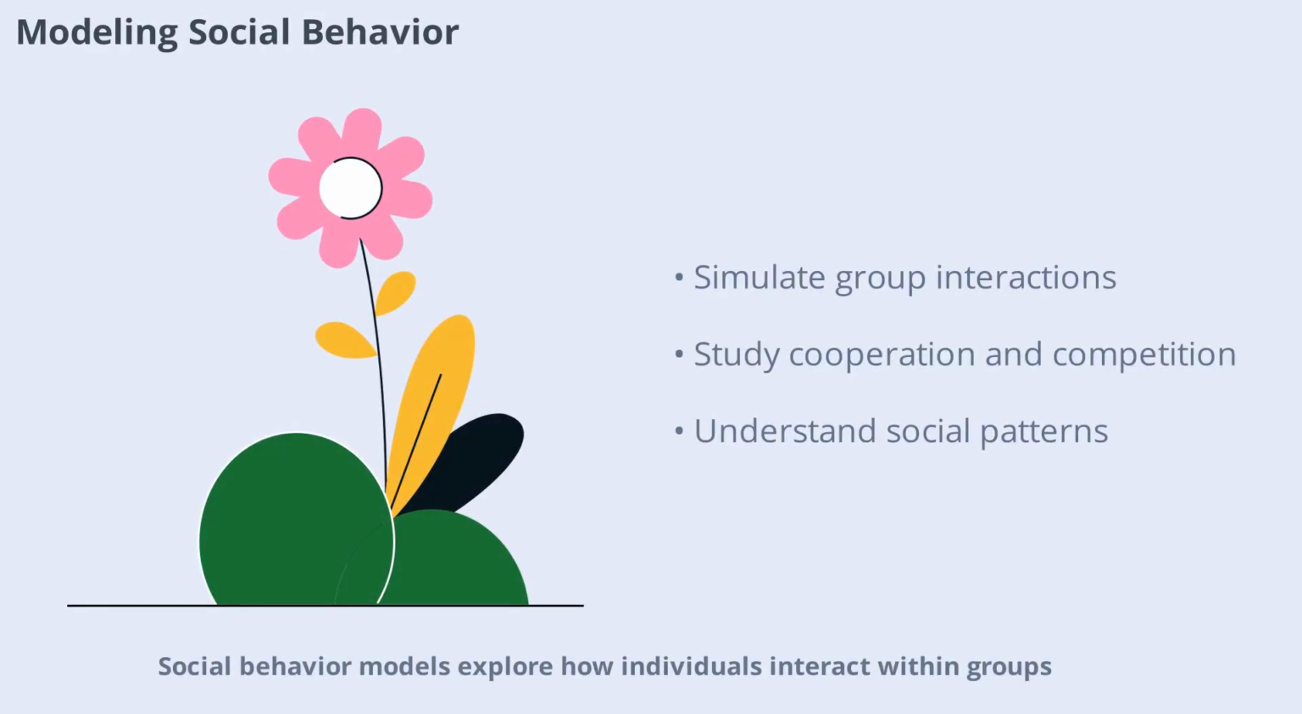Social behavior models explore how individuals interact within groups, whether in animal societies or human populations. These models can simulate cooperation, competition, and the spread of information or behaviors. By modeling social dynamics, researchers gain insights into collective decision-making and the emergence of complex social patterns.